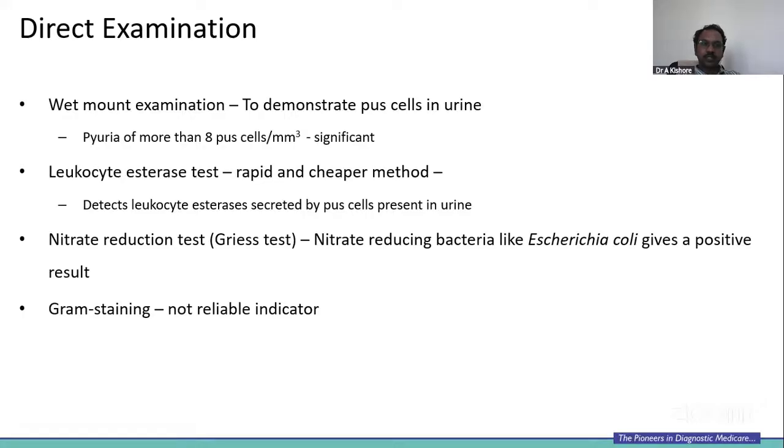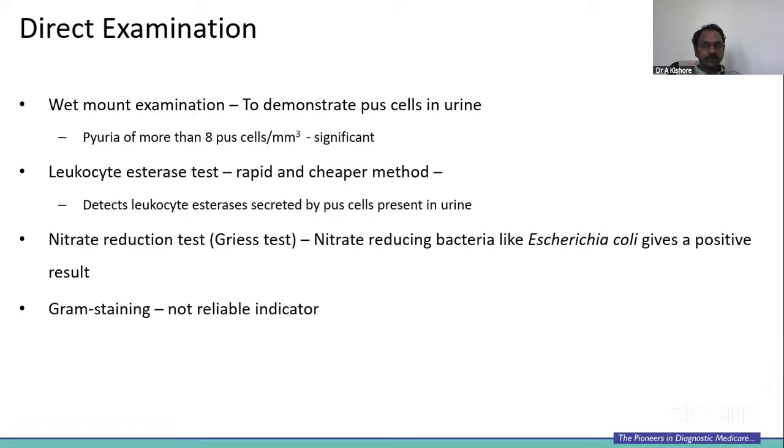Detects leukocyte esterases secreted by the pus cells present in the urine. Also, you can go for the nitrate reduction test, which is called the Griess test. The nitrate reduction test is done to detect nitrate reducing bacteria like Escherichia coli, which gives a positive result. So these are generally done as direct examination tests.